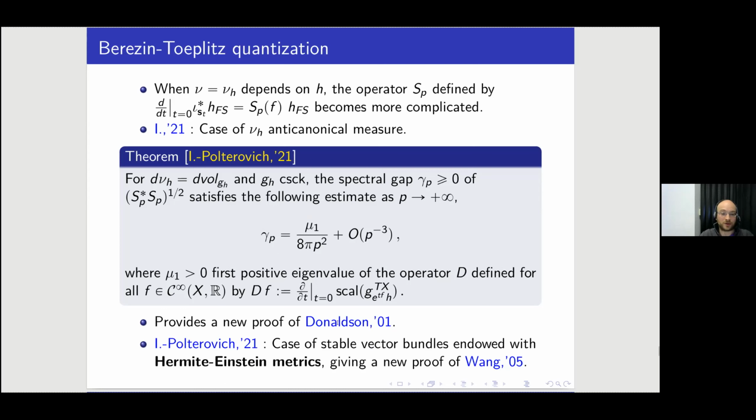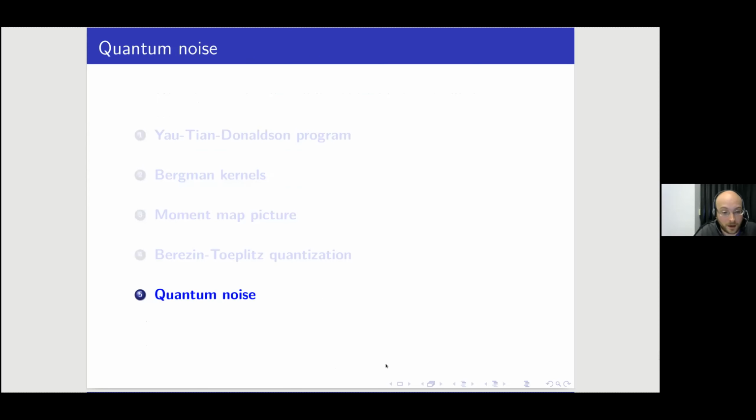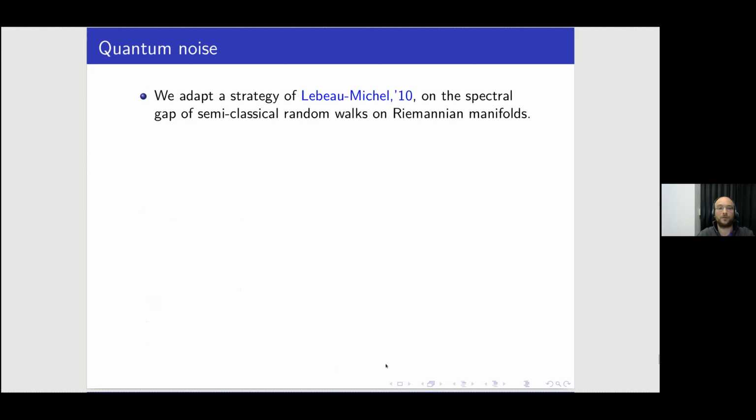And also in the same paper, we dealt with the case of stable vector bundles endowed with Hermite-Einstein metrics, playing the role of a canonical metric for vector bundles, giving a new proof of a result of Wang. So we also have a notion of balanced metrics, and here it is the first eigenvalue of the Kodaira Laplacian which appears, right? Okay, so I will briefly tell you a few words on the proof now, very briefly.